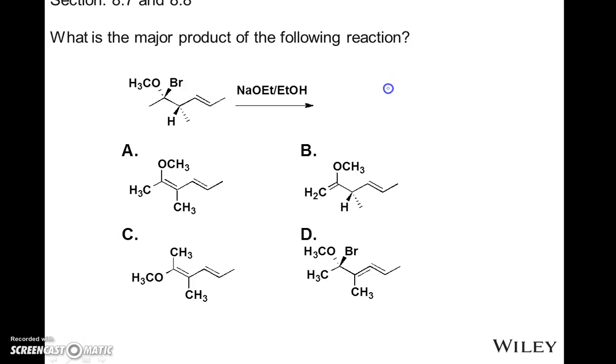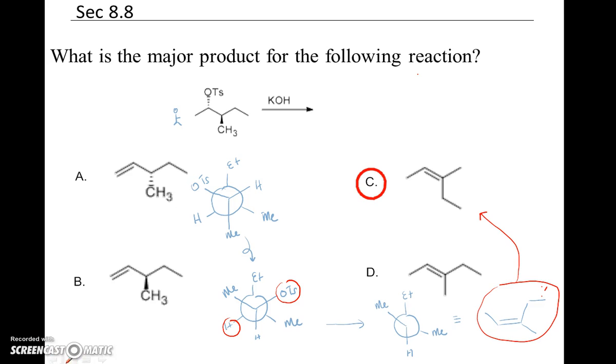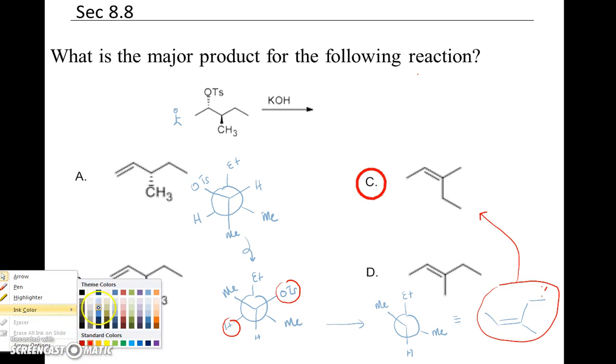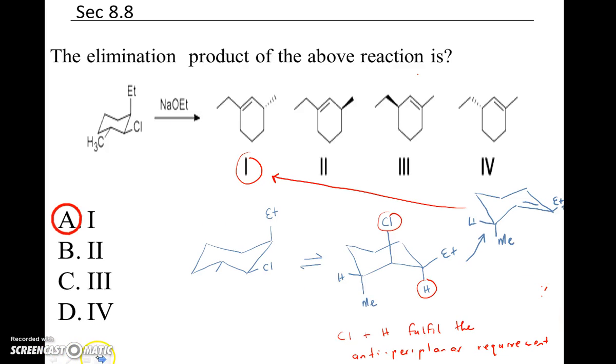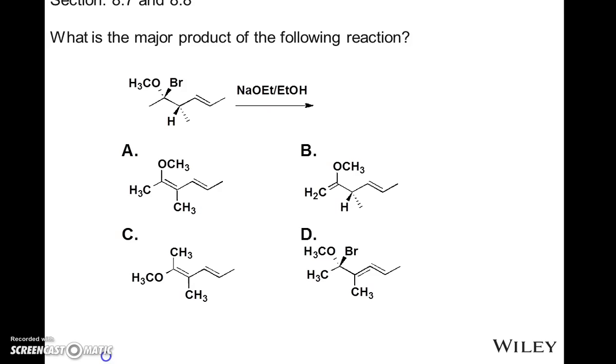So, like I was saying, if you look at, let's look at this. If you draw the Newman projection, you have a methyl pointing down. Looking at it from this bond, you have an OCH3, and you have a Br here.